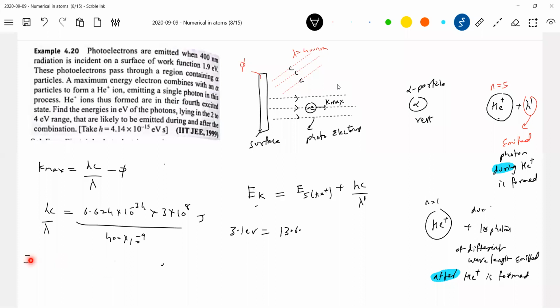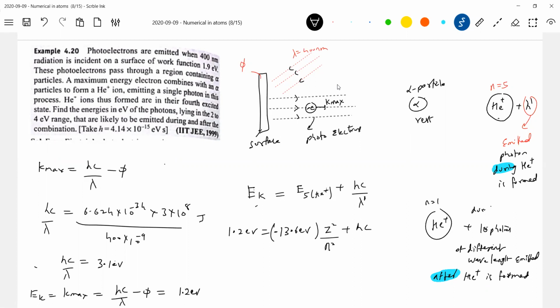HC by lambda is what I wrote. This should be equal to 3.1 electron volt. K max or EK is equal to HC by lambda minus work function, which should be equal to 1.2. So some corrections I made: this one is 13.6 electron volt. Now what are you going to write, negative or positive? This should be negative. I think this sign is very important: Z square by n square plus HC by lambda dash.